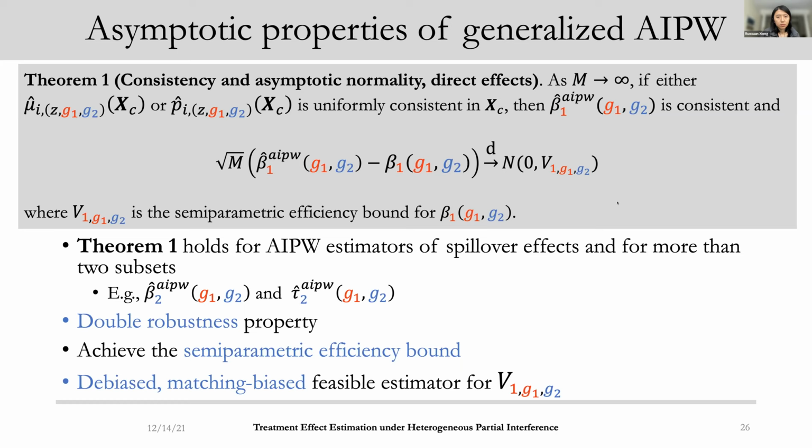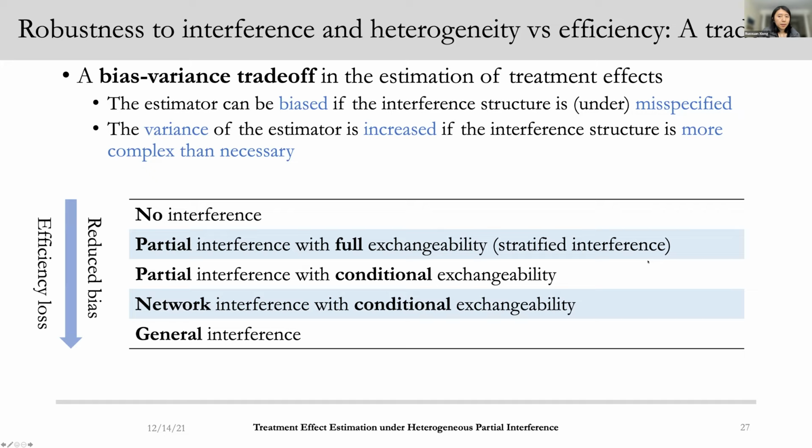Our framework and methods are robust to heterogeneous interference, but this comes at a cost. As we briefly mentioned in the intro section, we suggest a hierarchy of bias-variance trade-off in the robustness to heterogeneity and interference versus efficiency. On the top of the hierarchy, the estimator assumes no interference, and the estimator is the most efficient. At the bottom, the estimator allows for general interference. If we move from the top to the bottom, the estimator is robust to a more general interference pattern, but the cost is the efficiency loss. And in addition, if we allow for heterogeneity, there is also an efficiency loss.